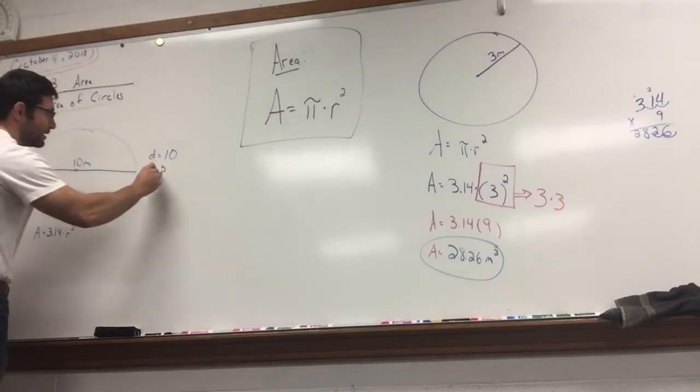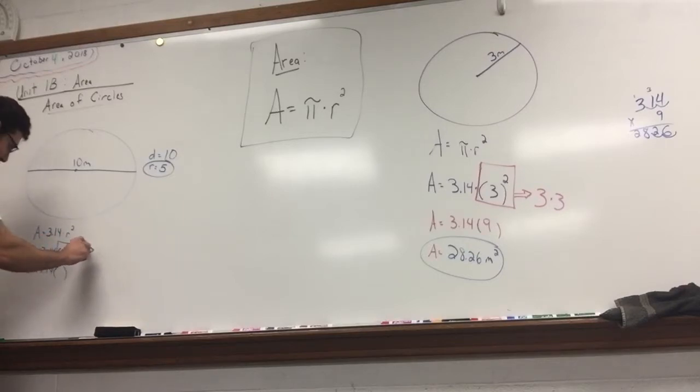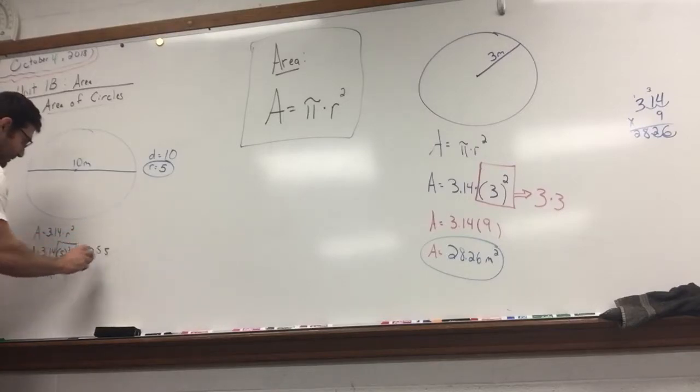10 divided by 2 leaves me 5. We know the radius is 5. So you can still find the area when you're given the diameter, but you have to find the radius. So now I can substitute in: area equals 3 and 14 hundredths times 5 squared. What does 5 squared mean? What am I multiplying, Layton? You're doing 5 times 5. Very good.